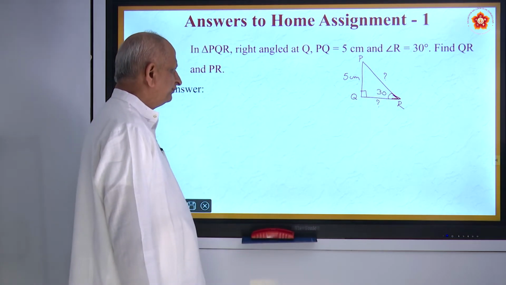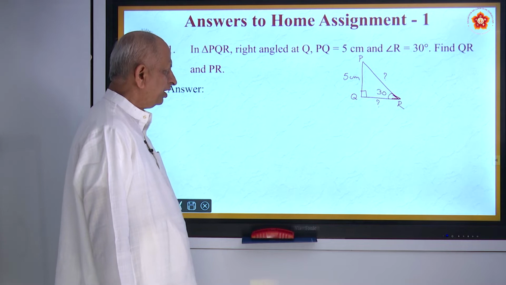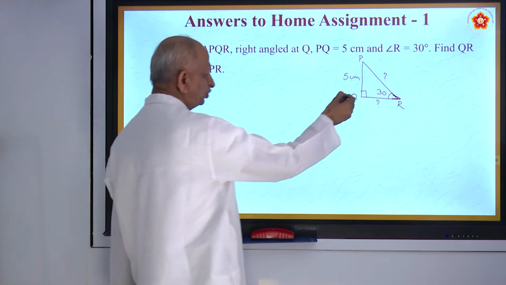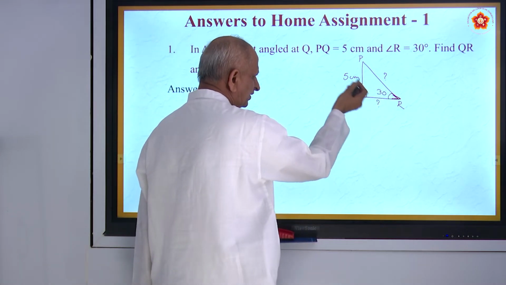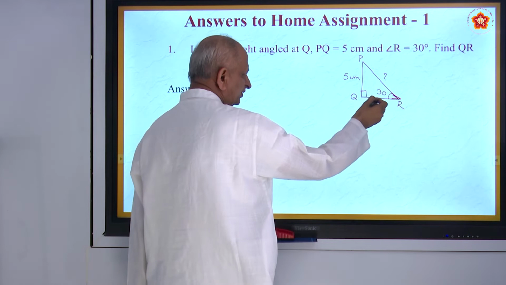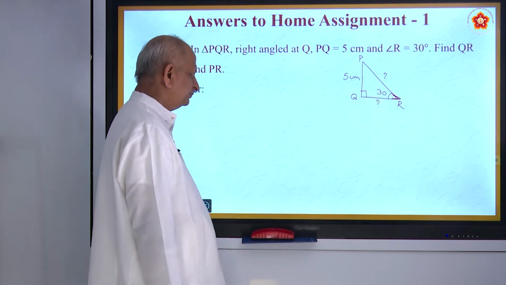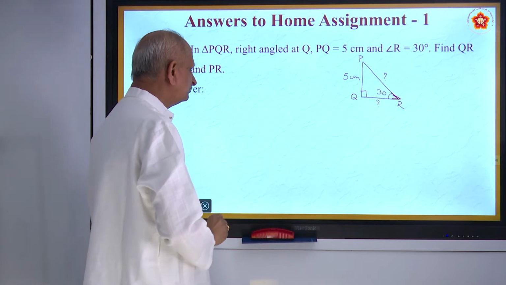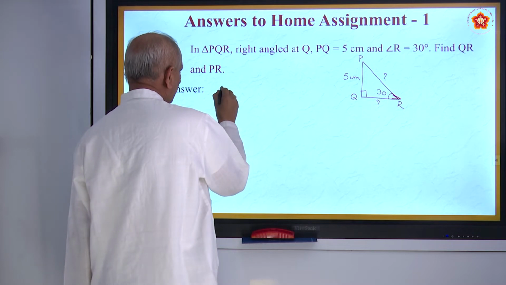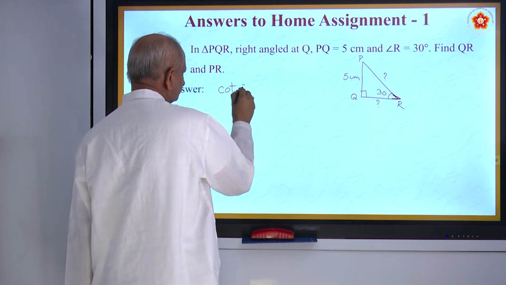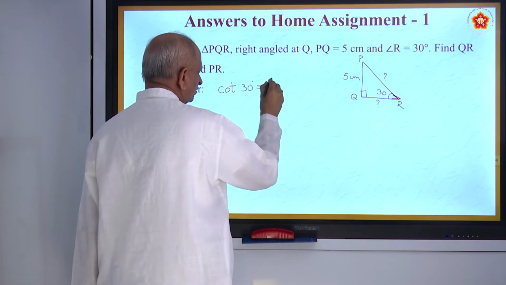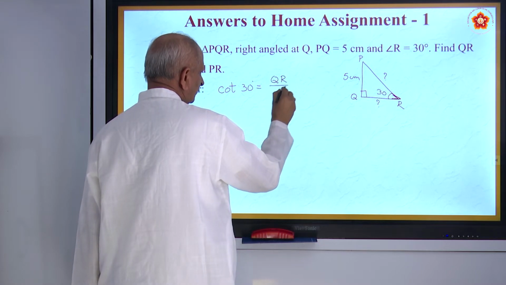You must think of the ratios of 30 degrees. So, for example, if you want to find QR, you must find out the ratio which is compared to these two. This is called opposite side, this is called adjacent side. So, as you have to find out QR, so you have a 30 degrees angle. So, you have to take cot 30 is equal to QR by PQ.